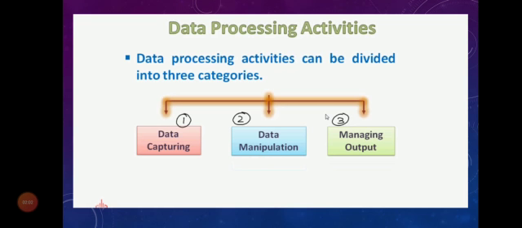Here are the data processing activities. Data processing activities can be divided into 3 categories: data capturing, data manipulation, and managing the output. All these 3 stages are the activities which we will see in data processing.